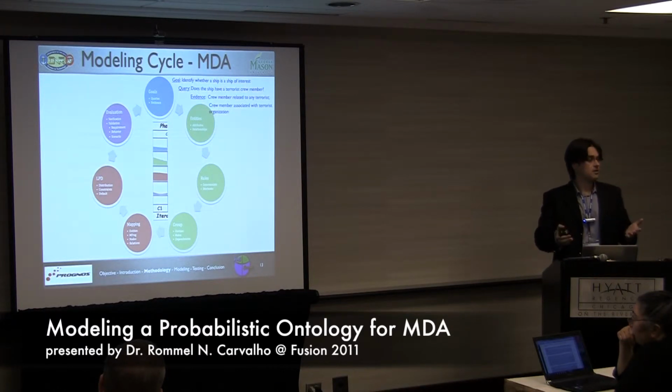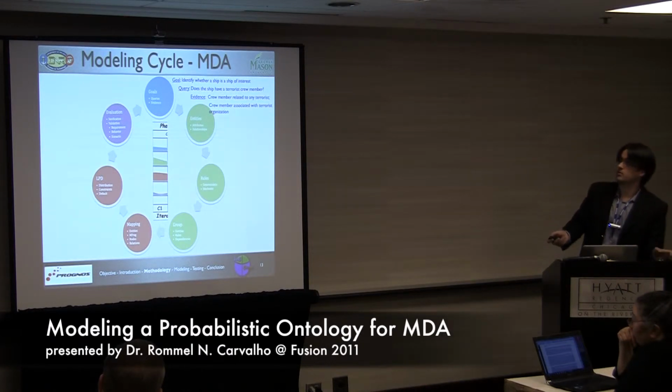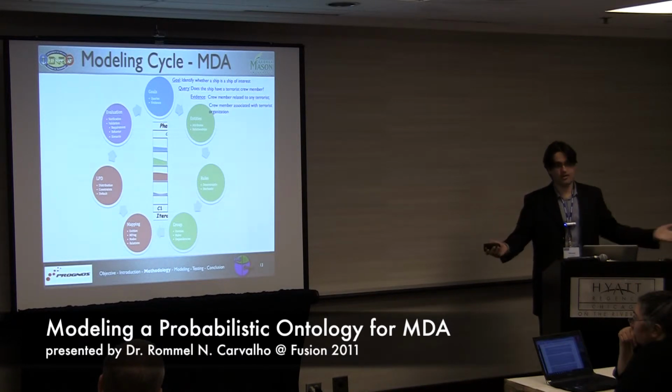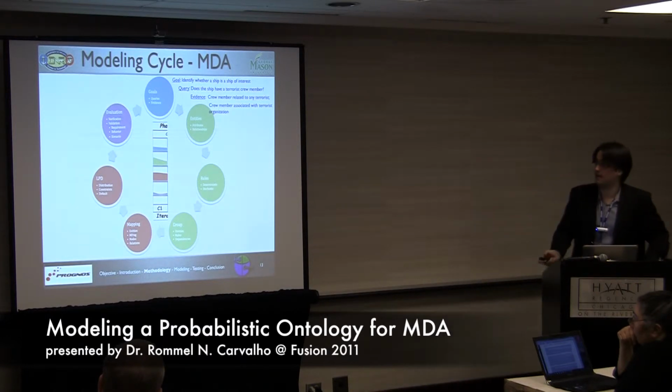What do you want to ask your model? What are you trying to get your model to give you information about? That's your ultimate goal. So I'm trying to identify whether a ship is a ship of interest. Okay, that's fine. But how is my model going to be able to do that? I don't know. With just that information, I'm not going to be able to do anything, at least not automatically.